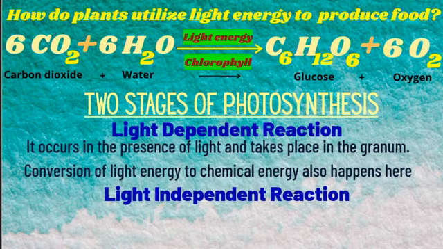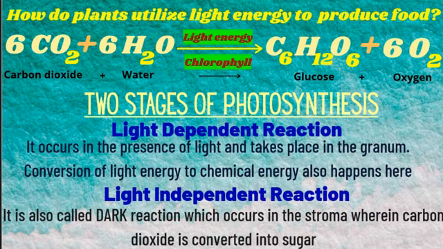The light-dependent reaction occurs in the presence of light and takes place in the granum. The conversion of light energy to chemical energy also happens here, while the light-independent reaction is also called dark reaction, which occurs in the stroma wherein carbon dioxide is converted into sugar. Take note that the products manufactured from light-dependent reaction will be used by light-independent reaction. So in other words, light-dependent reaction is a requirement for light-independent to take place.